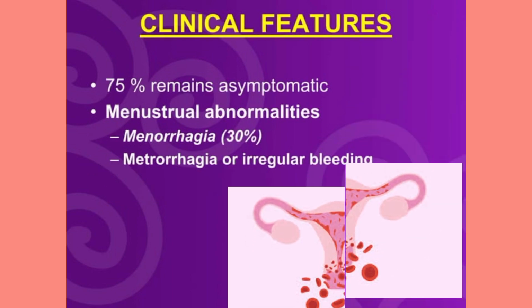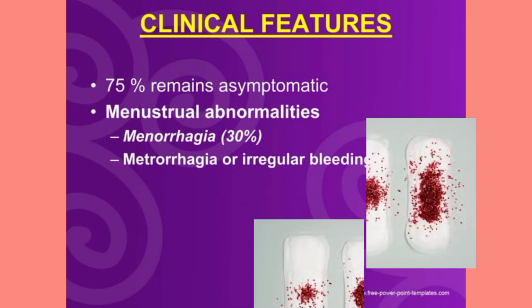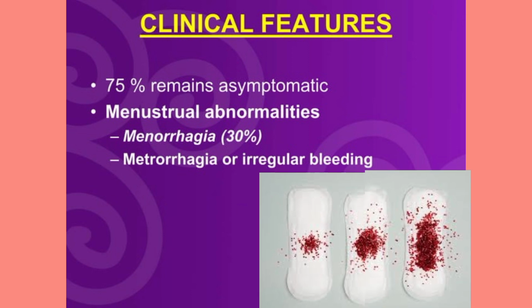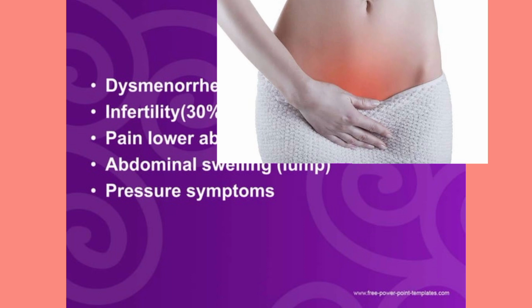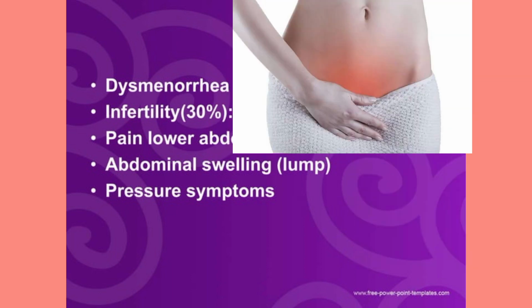According to clinical features, 75% of people with uterine fibroids remain asymptomatic. Symptoms include menstrual abnormalities like menorrhagia, almost 30%, and metrorrhagia, or irregular bleeding, dysmenorrhea, infertility, 30% among women, lower abdominal pain, abdominal swelling, and pressure symptoms.